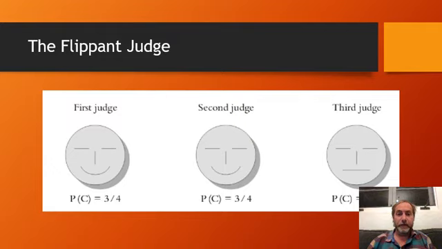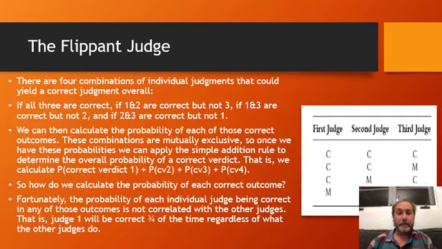Here's the first judge: the probability that the first judge is correct is 3 out of 4. Second judge, for any given case, the probability that she's correct is 3 out of 4. And for the third judge, it's 1/2. So again, what's the probability they'll yield a correct judgment in a given case?